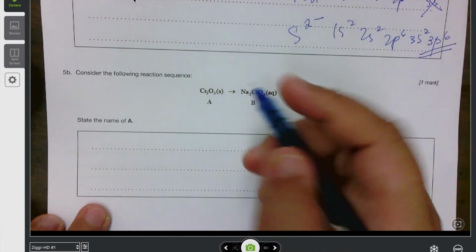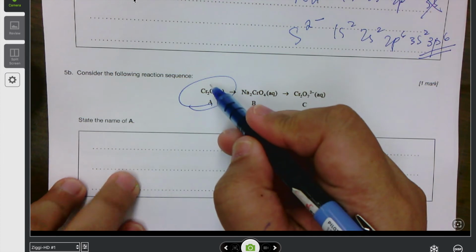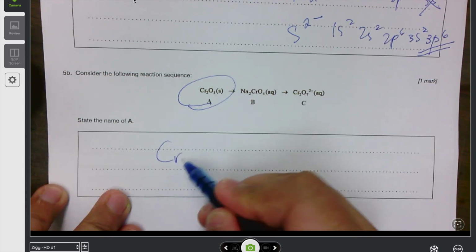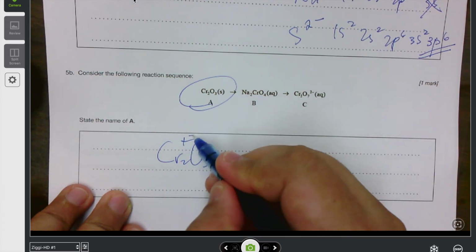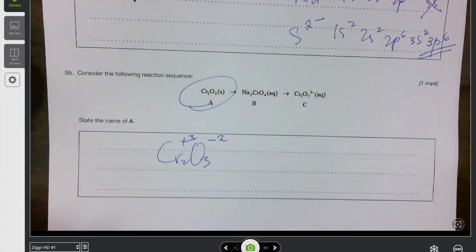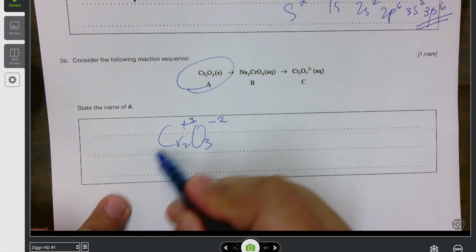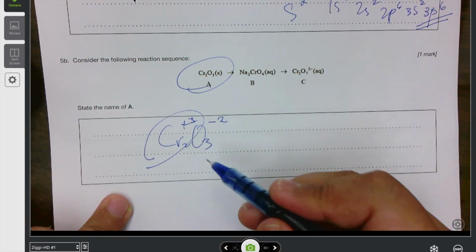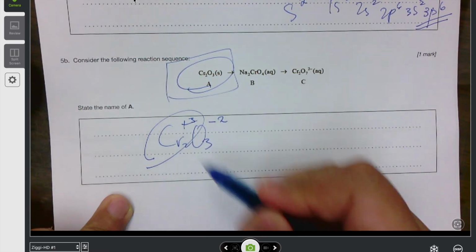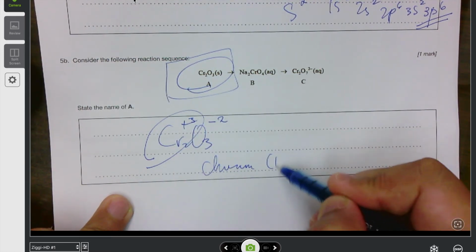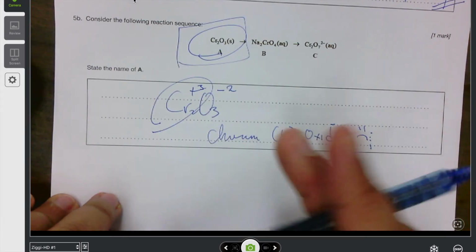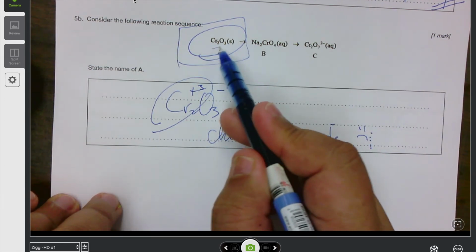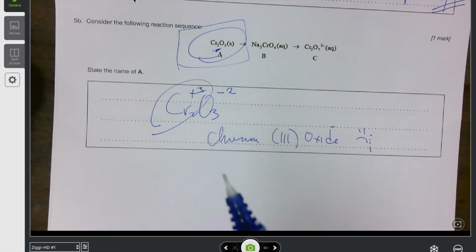Okay, so we have here Cr2O3, which tells us probably this is +3, and this is -2. So therefore, if it's +3, what's the name? Chromium(III) oxide. I'm sad. Some of you forgot how to name. Why can't I name it dichromium trioxide? Dichromium?